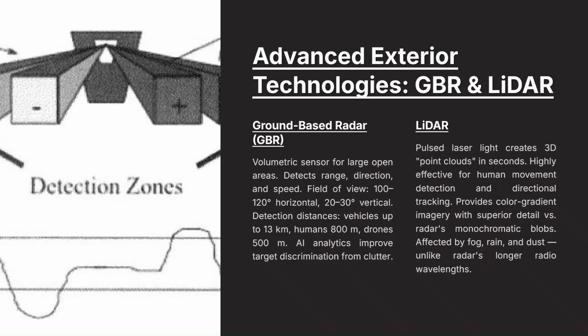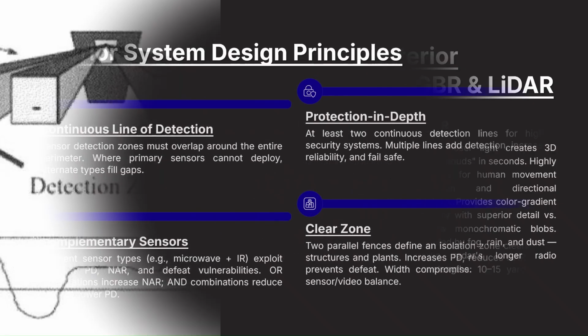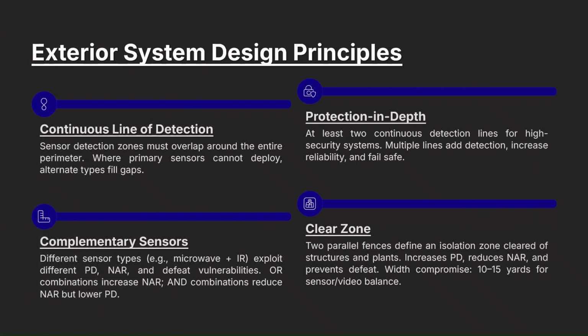While GBR is effective for wide coverage, LiDAR offers higher resolution and object discrimination. The choice depends on range, accuracy, and environmental conditions. Effective exterior system design follows key principles. A continuous line of detection ensures there are no gaps along the perimeter.